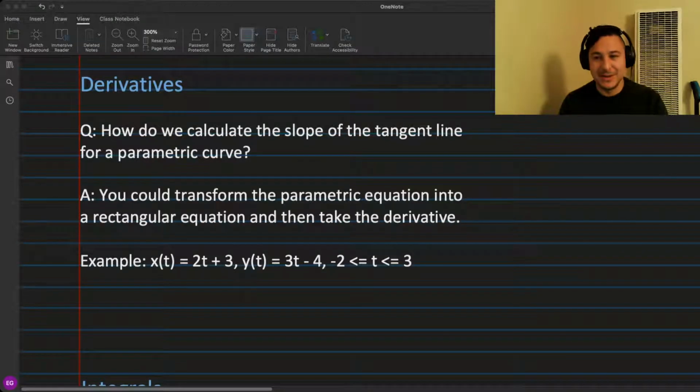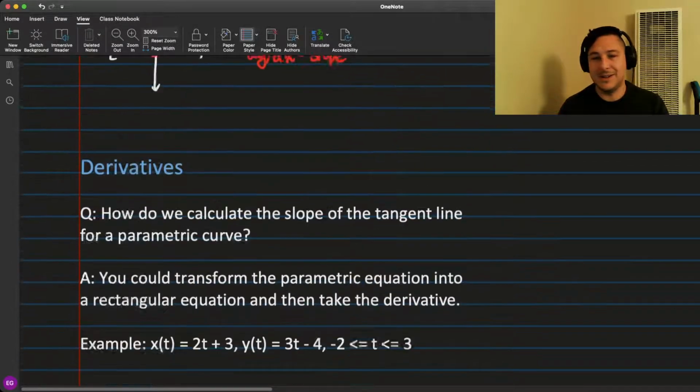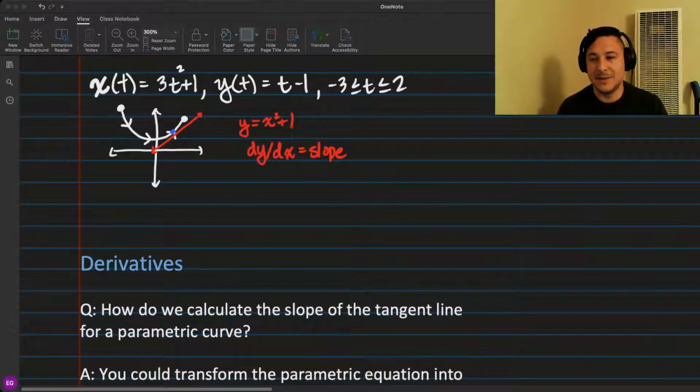What is it called when you transform the parametric equation into a rectangular equation? Oh, you want me to scroll back up? Sure. Yeah. Okay, I'll write that down right after someone asked me to scroll back up. Is that what you wanted to see, Edith? Okay, cool. Okay, thank you.